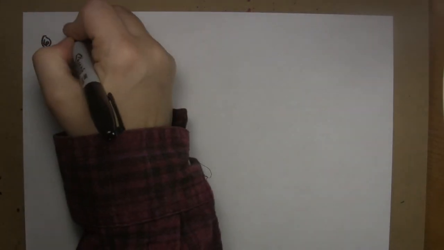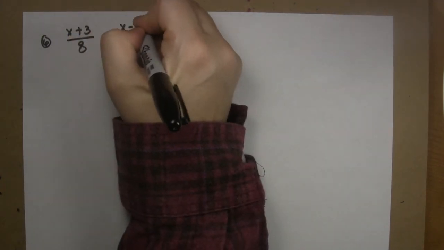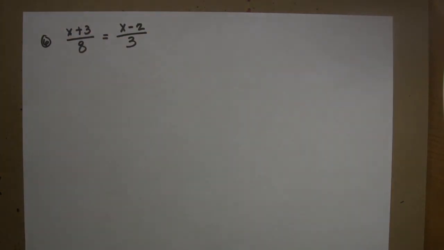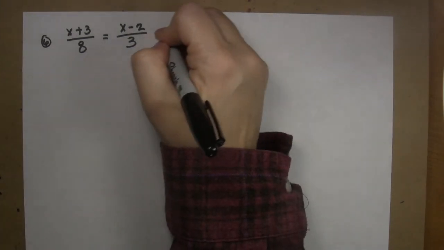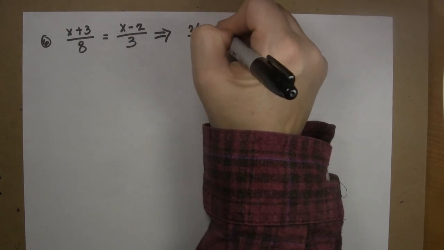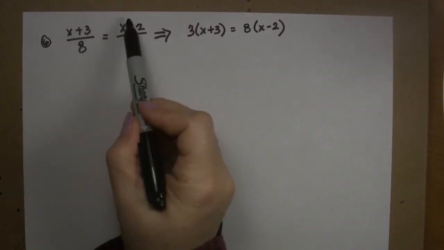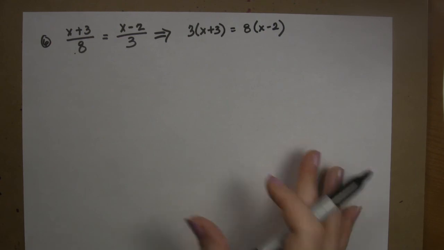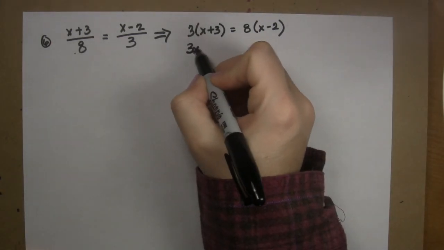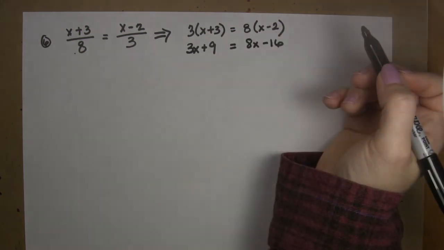Okay, number 6. We have x plus 3 over 8 equals x minus 2 over 3. And again, I'm going to do cross multiplying. So that is going to become 3 times x plus 3 equals 8 times x minus 2, right? I went across and then I went across. All right, so let's multiply it out. 3x plus 9 equals 8x minus 16.